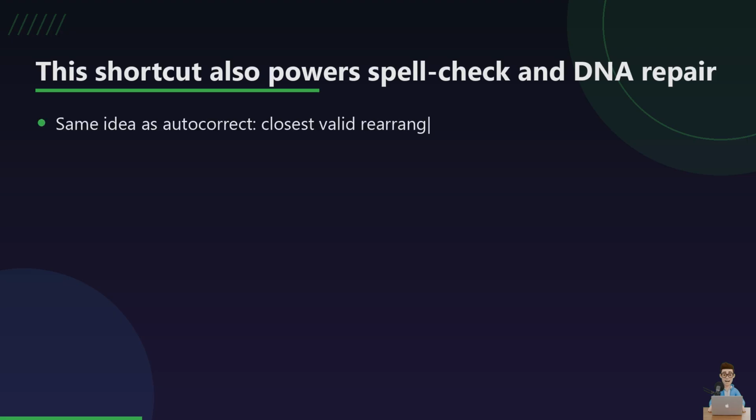Think of autocorrect finding the closest valid word to what you typed. This is that same idea, just for palindromes. Scientists use this exact shortcut to repair errors in DNA sequences. One small trick, two very different worlds.